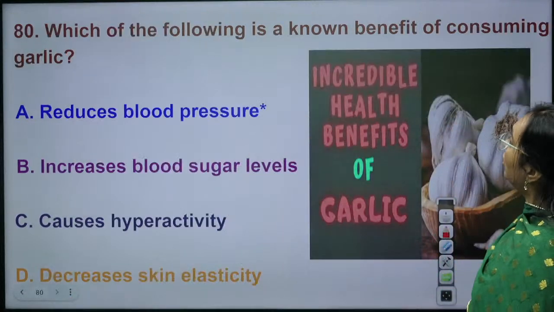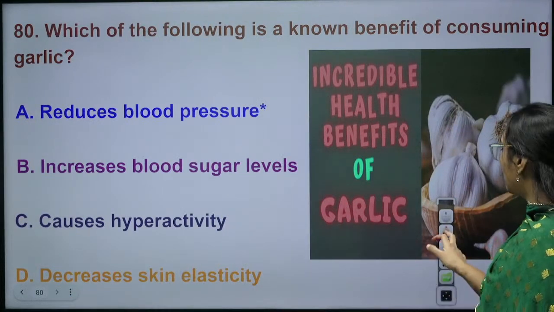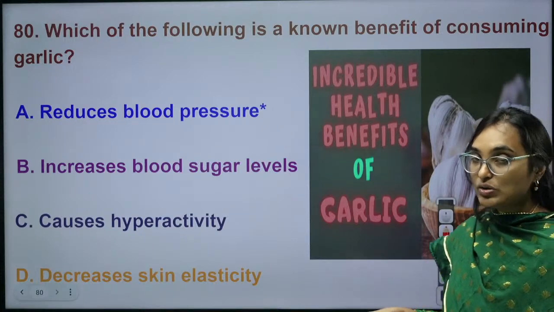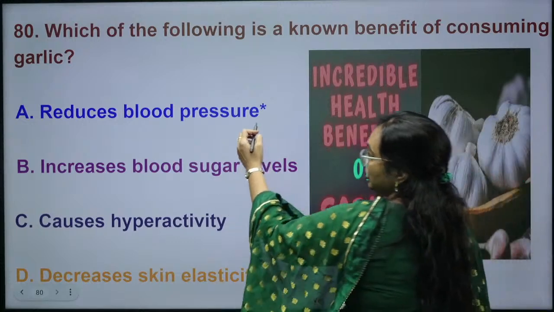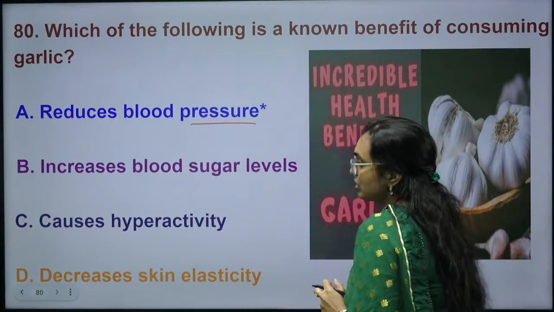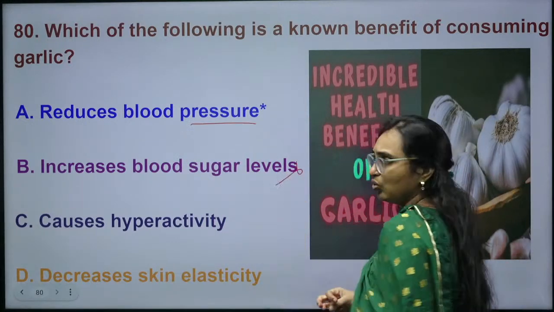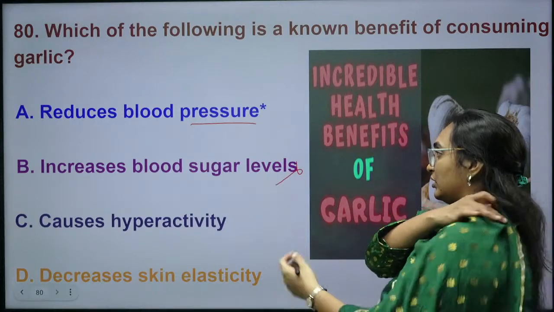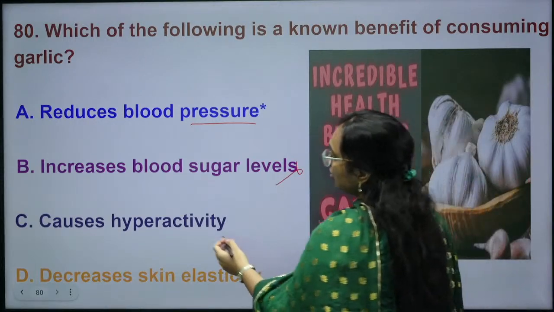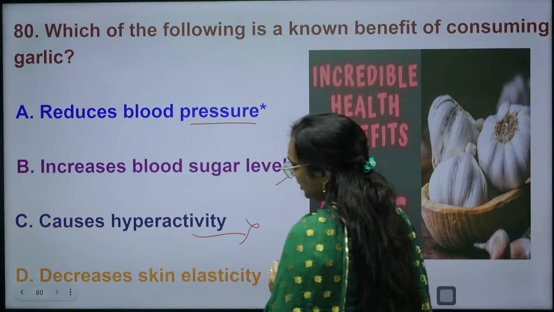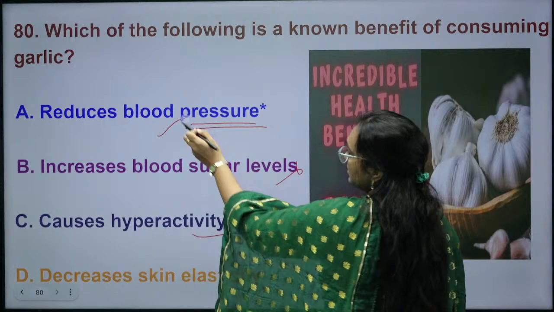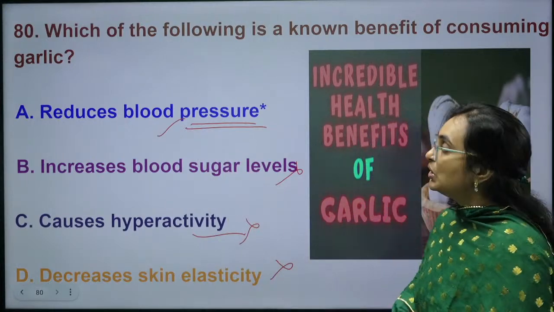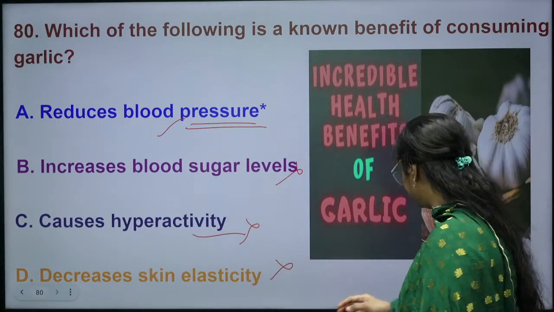Which of the following is a known benefit of consuming garlic? Garlic reduces blood pressure and cholesterol. Yes, reduces blood pressure is one option. Let us see the other options also. Increases blood sugar levels? No. It reduces blood sugar and blood pressure. It causes hyperactivity? No. Skin elasticity? No. So, it reduces the cholesterol levels and also the blood pressure. So, the answer is A.